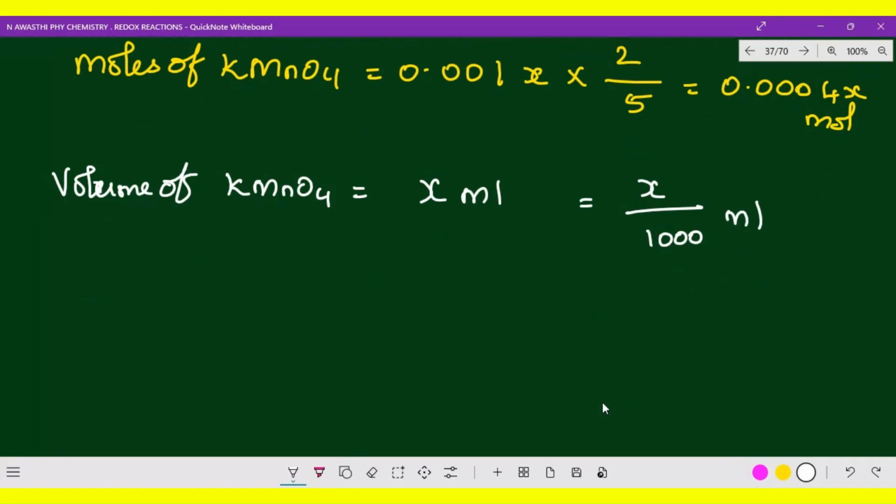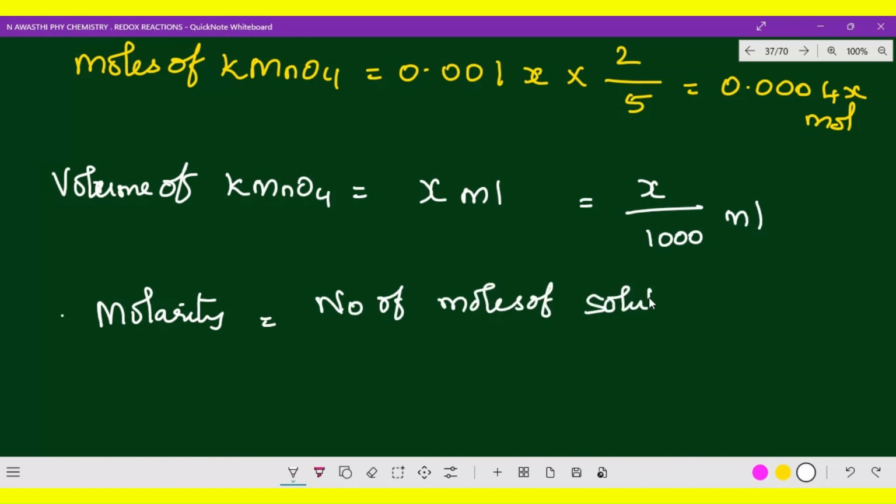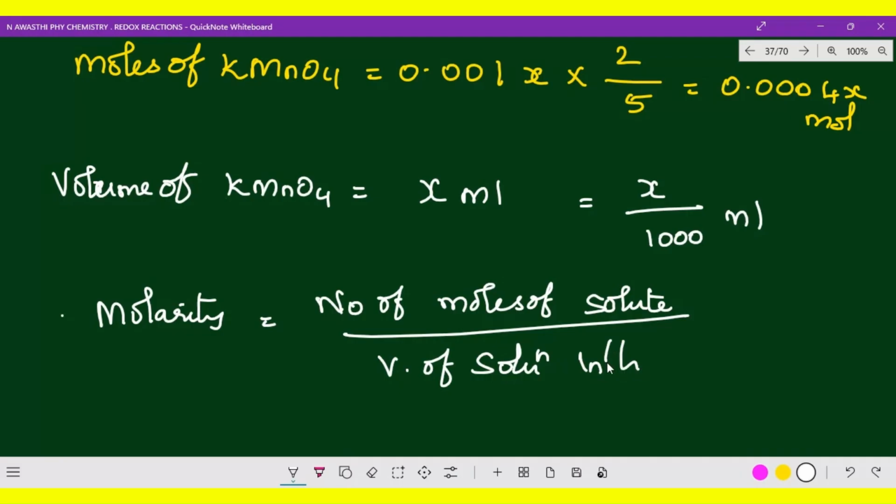So what is that molarity? The volume of the KMnO4 we got, and the moles of the KMnO4 also we got. Now molarity is equal to the number of moles of solute divided by the volume of solution in liter. Okay, now let us apply the values.